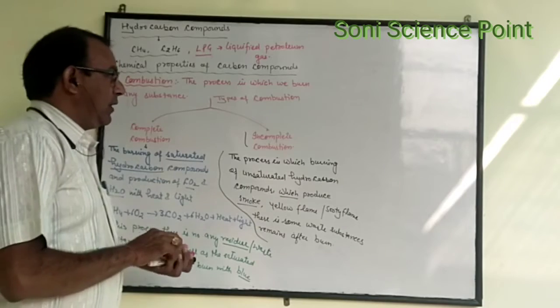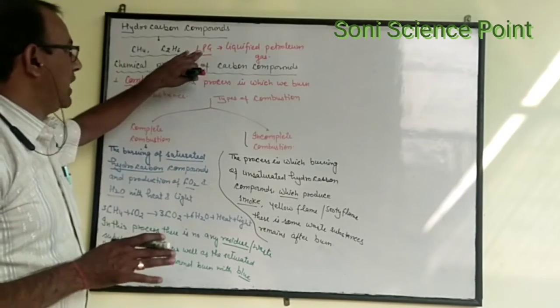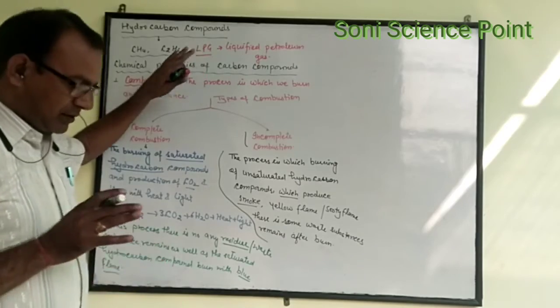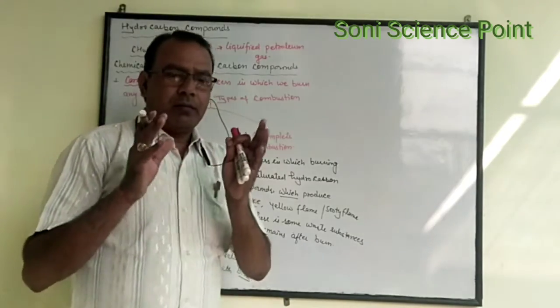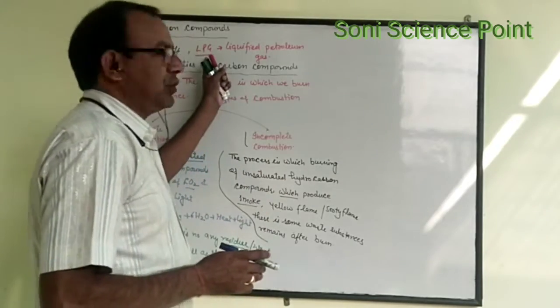Now we can see that whenever we burn LPG at home, in the kitchen, we use LPG. But sometimes our utensils' bottom becomes black while using LPG. Why?